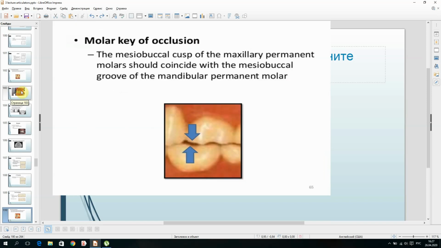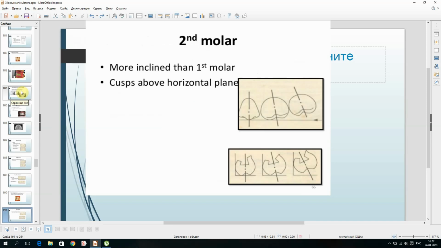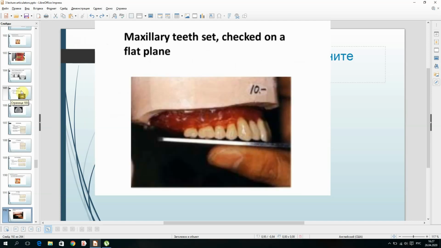Molar key of occlusion: the mesiobuccal cusp of the maxillary permanent first molar should coincide with the mesiobuccal groove on the mandibular permanent first molar. Second molar more inclined than first molar, cusps above horizontal plane. Maxillary teeth set are checked on a flat plane.